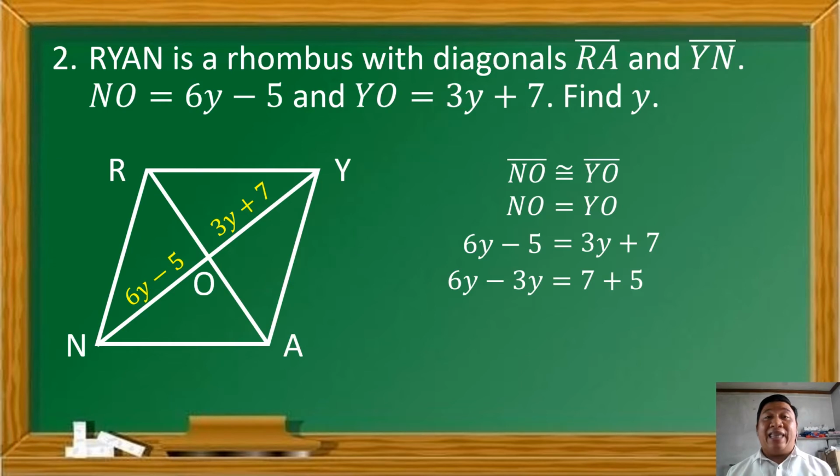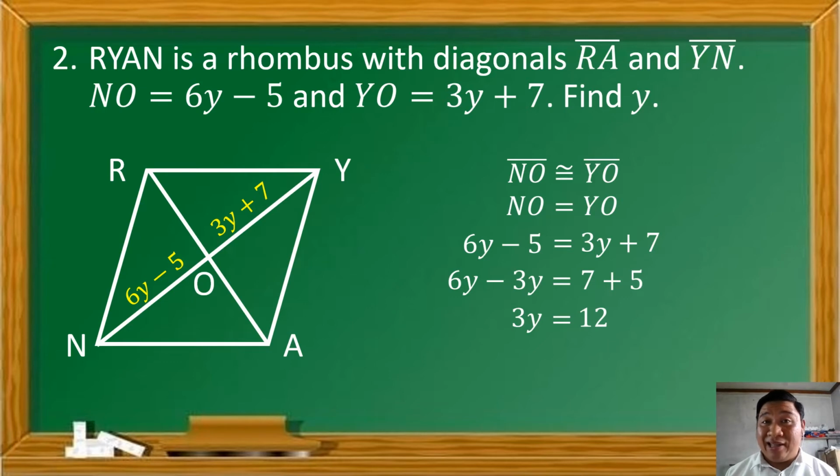Dito muna tayo sa ating left side of the equation. Si 6y minus 3y. What is 6y minus 3y? Okay, 6y minus 3y is equal to 3y, which is equal to 7 plus 5. The answer is, okay, it's 12. Now, pwede na tayong mag-solve ng value ni y.